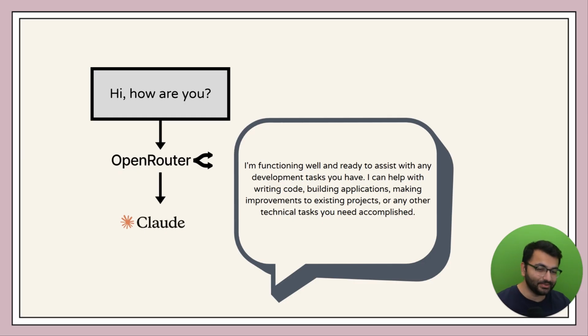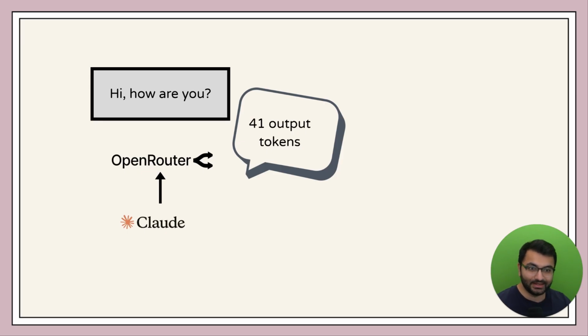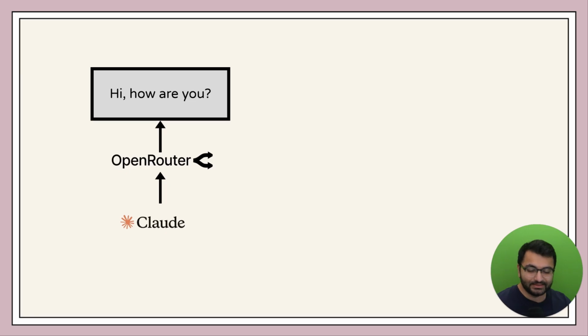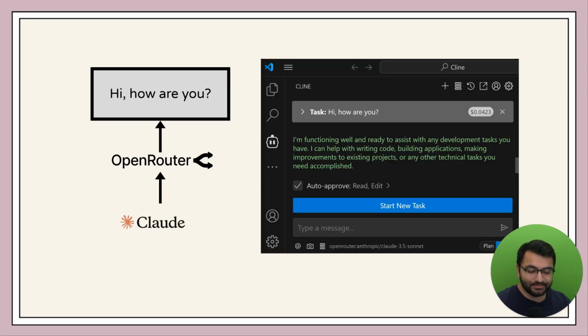In this case, the output is "I'm functioning well and ready to assist with any development tasks." It sends this back over to OpenRouter, which then calculates what the output tokens were. And then finally, it sends it back to us and displays it on the interface. So far, so good.